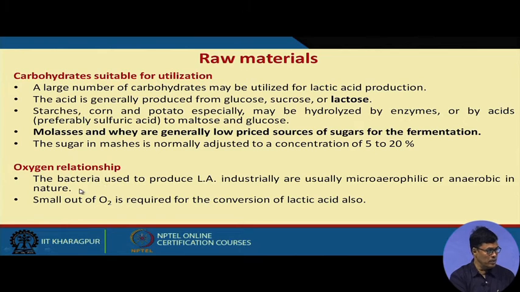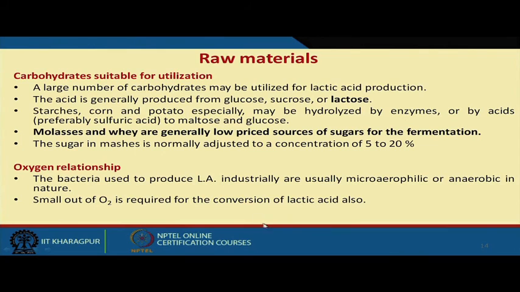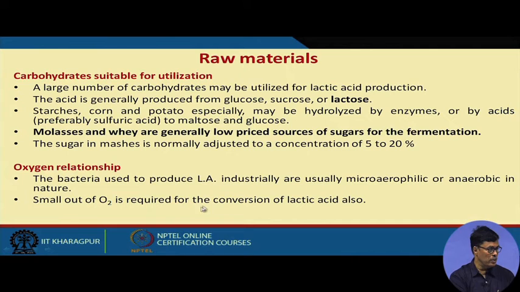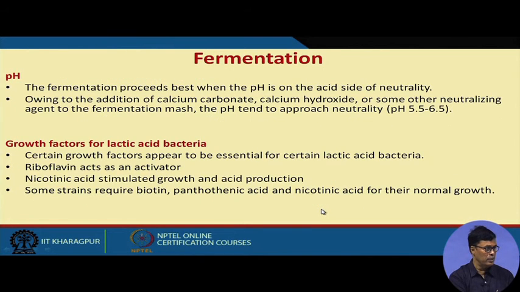Regarding the oxygen relationship, the bacteria, as I pointed out, used to produce lactic acid industrially are usually microaerophilic or anaerobic in nature. Microaerophilic means they require a little bit of oxygen for their growth and metabolism. Also, they mostly grow under anaerobic conditions. A small amount of oxygen is required for the conversion to lactic acid also.